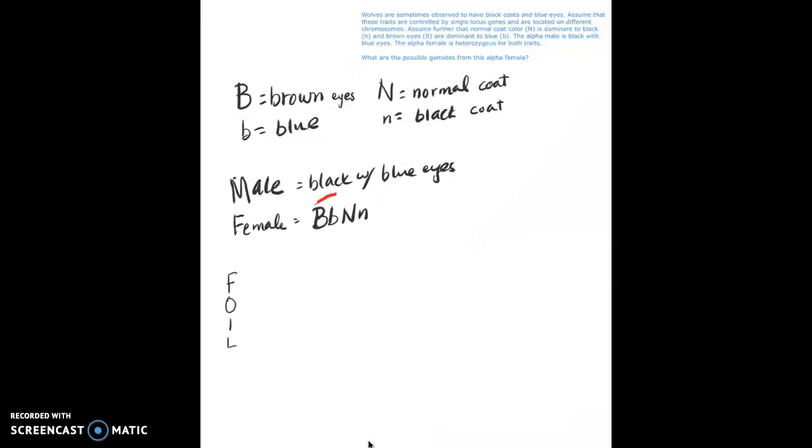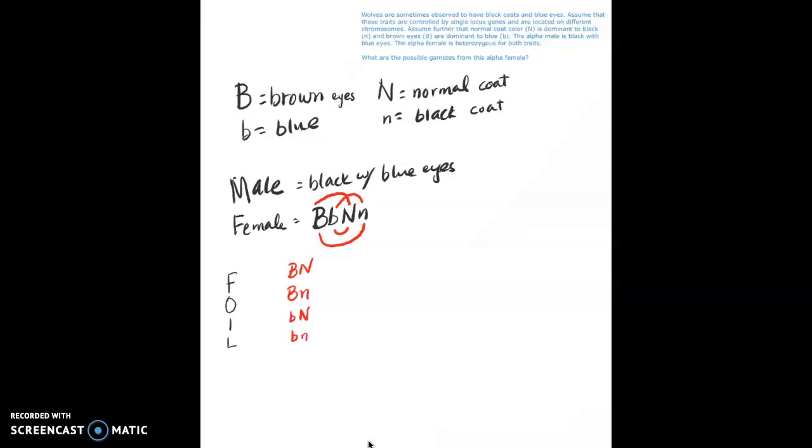So that's big B, big N. And then outer means here, the outside letters. So that's big B, little n. And then inner is going to be here. That's little b, big N. And then last, the last of each gene, and that's going to be little b, little n. Okay, so these would be the four gametes for the female.